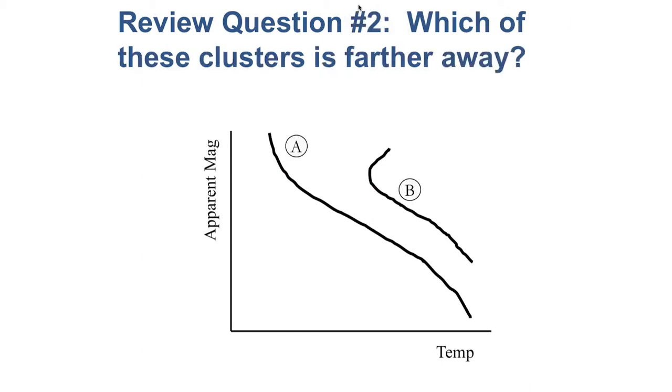Okay, review question number 2. Which of these clusters is farther away and why? Okay, remember here we are thinking about the main sequence stars themselves. For instance, if you compare that star right there to that star right there, those two stars are both on the main sequence and have exactly the same temperature. We expect stars of the same temperature on the main sequence will have the same mass and will have basically all the other properties the same as well. So we expect the luminosity of that object to be the same as the luminosity of that object.